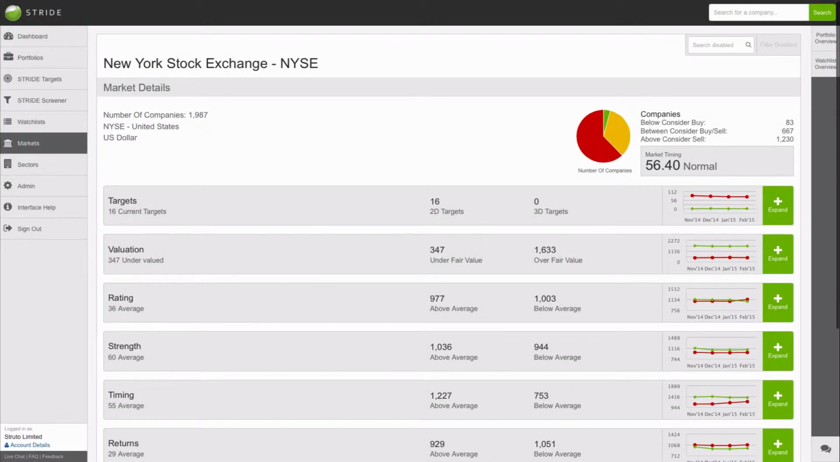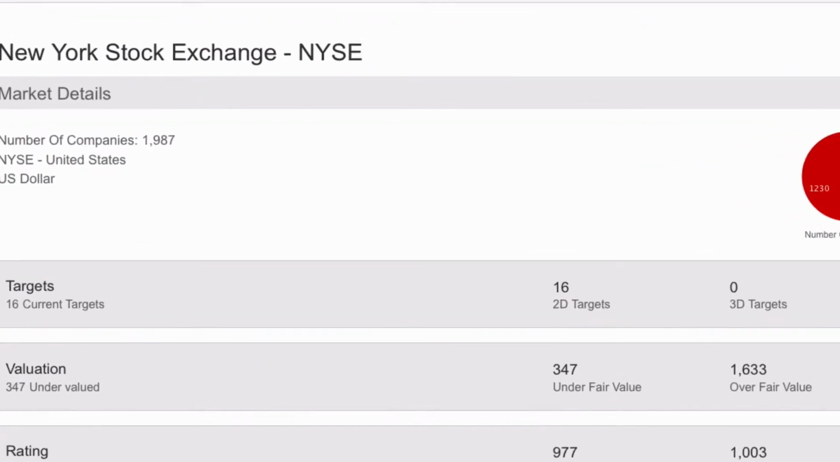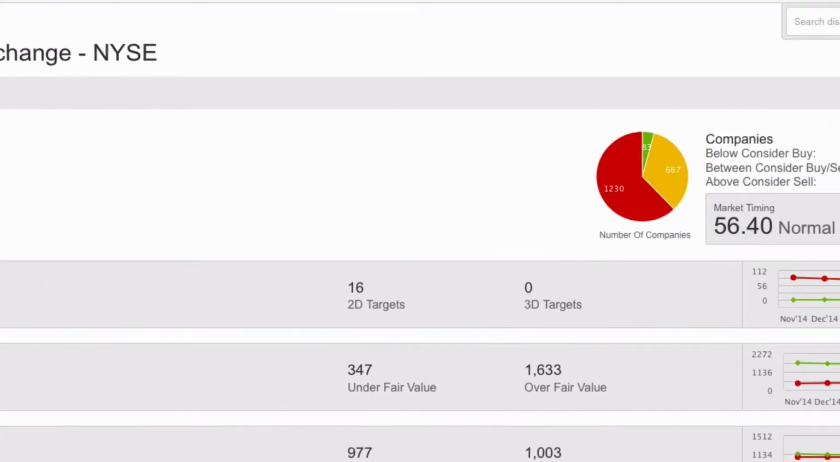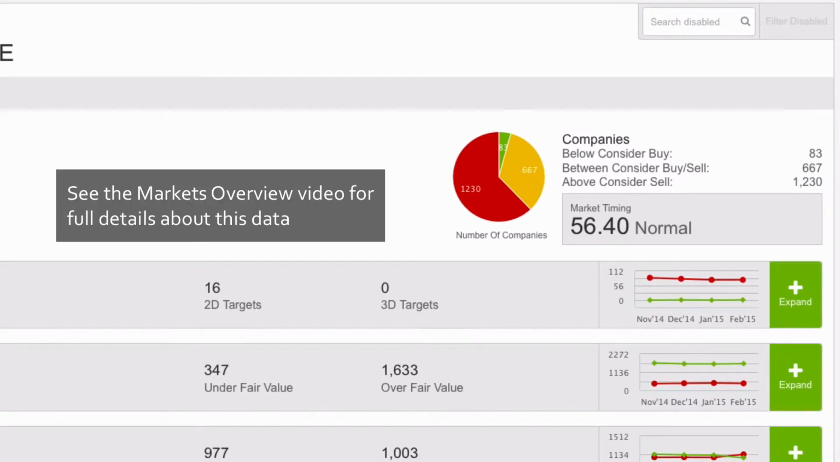Looking at the detail of a market is a great way to see a high-level view of its unique characteristics. This is the detailed view of the New York Stock Exchange. At the top, we see the total number of businesses in this market. The coloured chart shows at what price all the companies are trading in comparison with their Stride fair value, consider buy and consider sell prices.